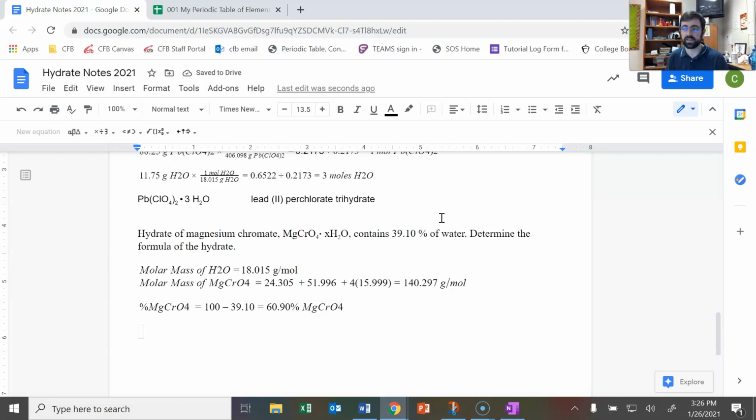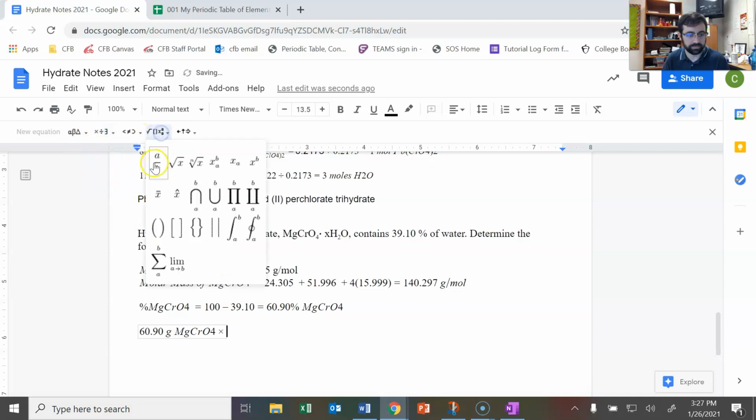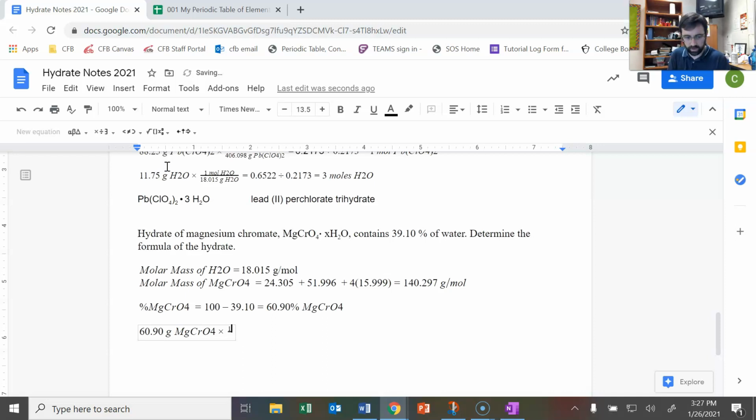All right, percent to mass, that's where we're at right now. So 60.90 grams of MgCrO4. And we're going to multiply by a fraction with the molar mass. We have 1 mole of MgCrO4 on top, and we're going to have grams of MgCrO4 on the bottom. 140.297 is our molar mass that we're going to put on the bottom. And we'll solve for that in just a moment.